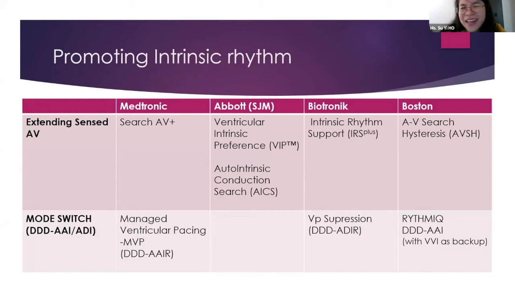So these are the features that I can remember offhand from the different companies that are used to enhance and promote intrinsic rhythm. One method is extending the sensed AV delay, and the other method is the mode switch method, whereby if they sense that there's intact AV conduction, it will no longer function in DDD mode, but will be switched to AAI or ADI, where it will just be primary atrial sensing. But of course, there will also be a backup rate of VVI, or a mode switch back to DDD in the event that the device realizes that there is no V sense following the A pace conduction.